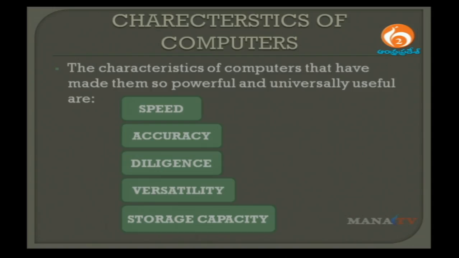So the first thing that comes under the characteristics of computer is speed. The second one is accuracy. The third one is diligence. And the fourth one is versatility. The last one is storage capacity. Please note it down. I'll repeat once again.